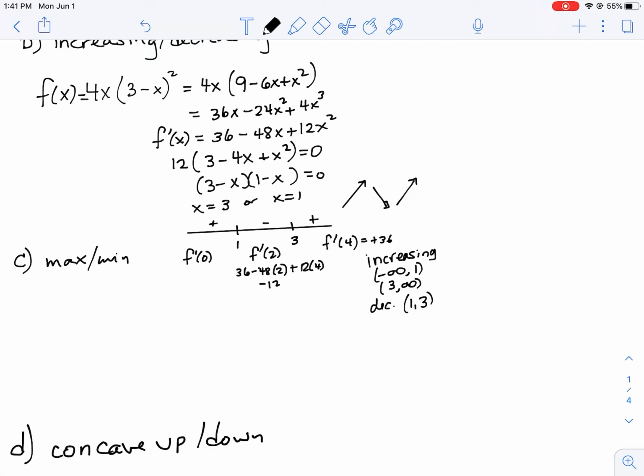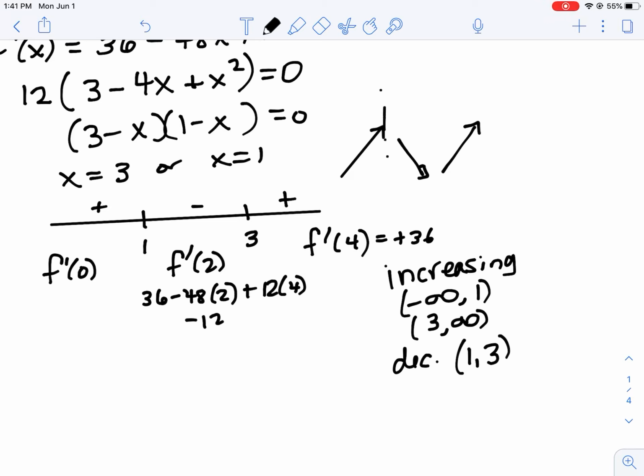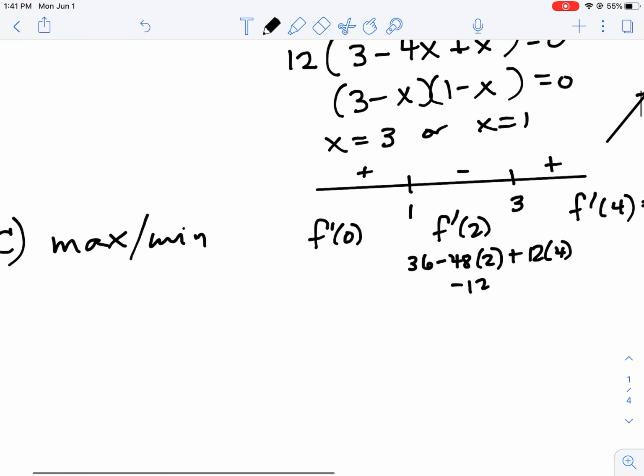So now I have to find max and mins. Well, looks to me like I can tell by the increasing and decreasing what's going to be the max, what's going to be the min. So it looks to me that at f of 1, because this is going to be 1 right here, and this is going to be 3. At f of 1, that's going to be my maximum, and at f of 3, that's going to be my minimum, and those are locals, looks like. So looks like my maximum is going to be f of 1.